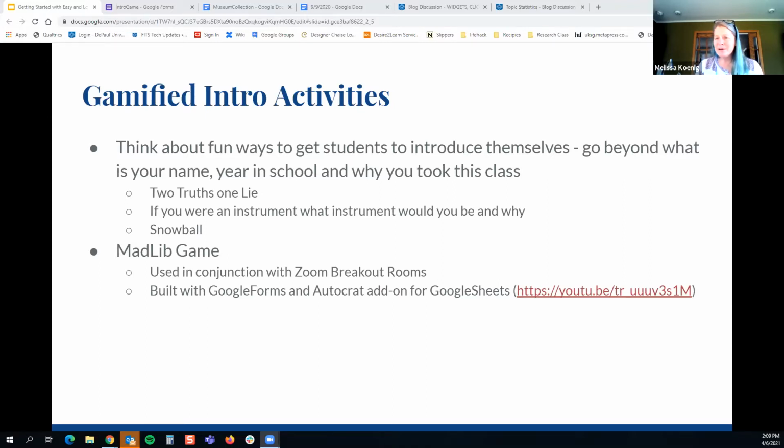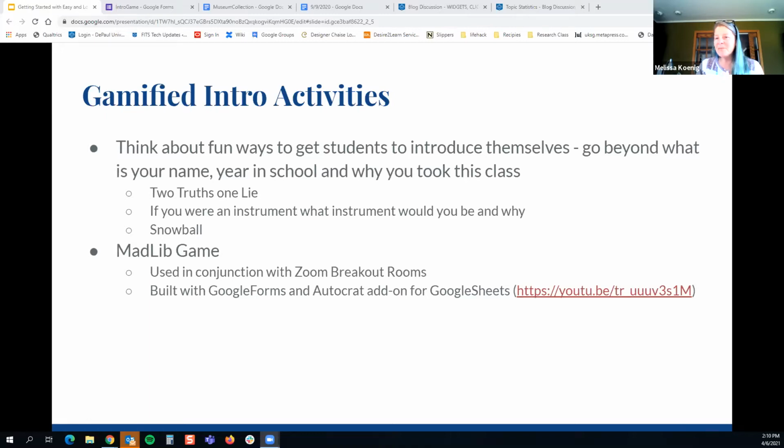We had a music faculty who started theirs with, if you were an instrument, what instrument would you be and why? So thinking about, again, I know my boss had one where she used to ask people in interviews what color M&M they would be and why. So again, starting to get at something that's a little bit more fun way of introducing people.